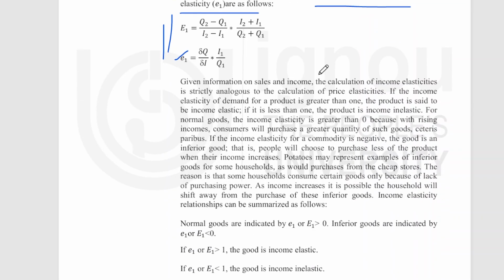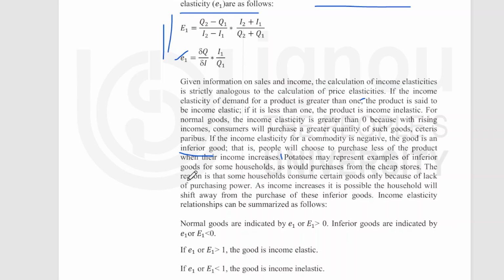Given the information on sales and income, the calculation of income elasticity is strictly analogous to the calculation of price elasticities. If the income elasticity of demand for a product is greater than 1, the product is said to be income elastic, and if it is less than 1, the product is income inelastic. For normal goods, the income elasticity is greater than 0, because with rising income, consumers will purchase a greater quantity of such goods. Ceteris paribus, if the income elasticity of a commodity is negative, the good is an inferior good, that is, people will choose to purchase less of the product when their income increases.